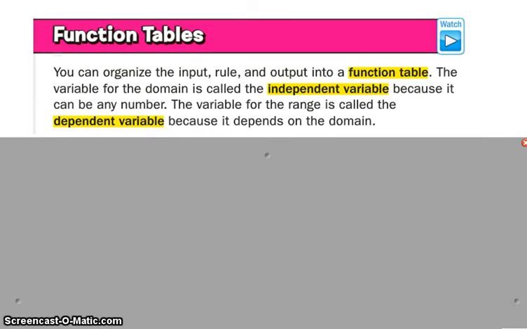All right, now let's look at function tables. All of these are input-output tables. We've done them before. You can organize the input, rule, and output into a function table. The variable for the domain is called the independent variable, or your x's, because it can be any number. The variable for the range is called the dependent variable, or your y's, because it depends on the domain. So let's take a look.